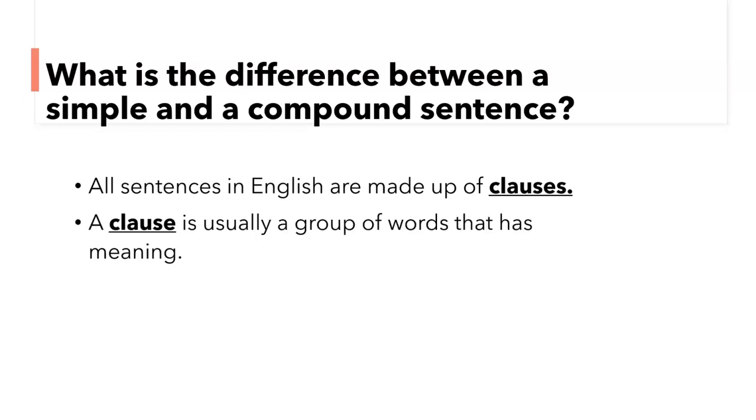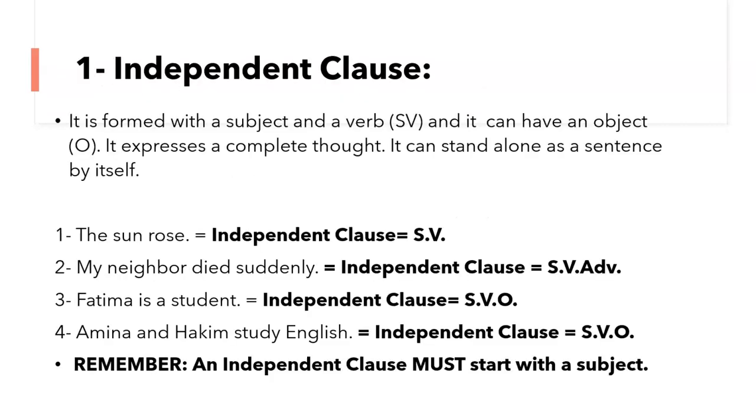What do you mean by this? A clause is usually a group of words that has meaning. There are 2 types of clauses in English. The first one is the independent clause. What is an independent clause? An independent clause is a group of words that have a subject and a verb, and we put in between brackets SV. And they can also have an object, which we will write as O. An independent clause expresses a complete thought, and it can stand alone as a sentence by itself.